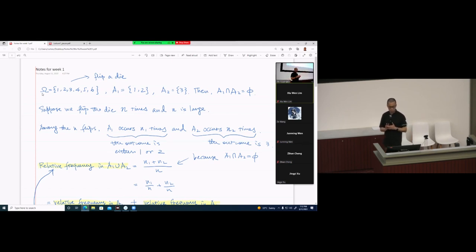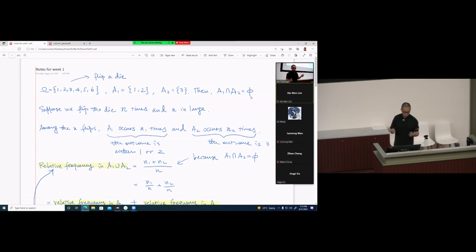And then let's consider two events, A1 and A2. A1 is the event that has two outcomes, 1 and 2. And A2 is the event that has only one outcome, which is 3, right? So you see that A1 and A2 are disjoint. In other words, the intersection of them is empty.